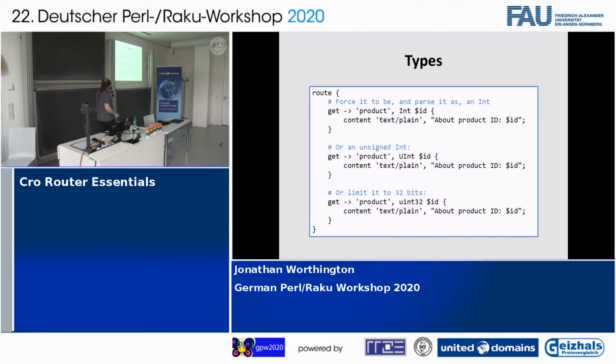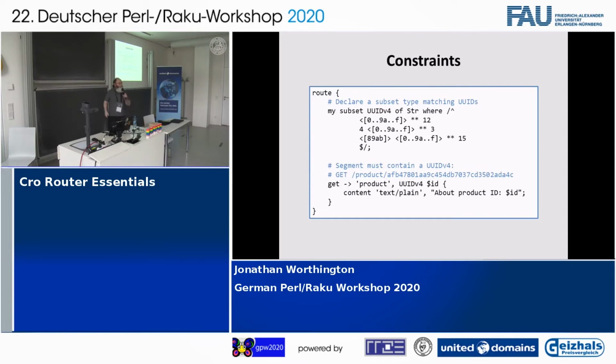You can also put types on them. So you can say this has to be an integer, or it has to be an unsigned integer, so positive only, or it has to be something that fits into a 32-bit integer, maybe because that's what we know we should be getting and passing on downwards.